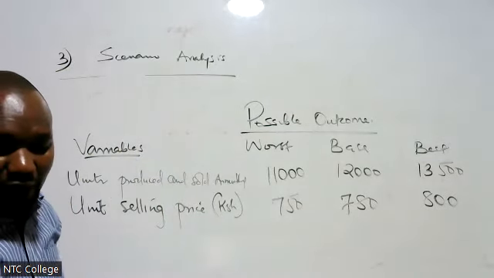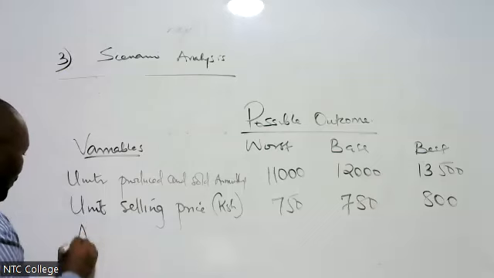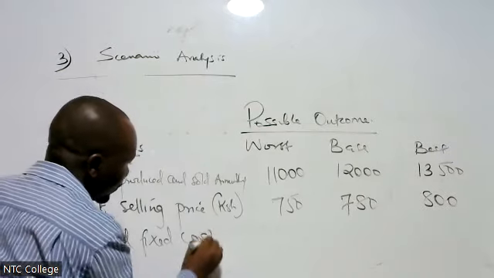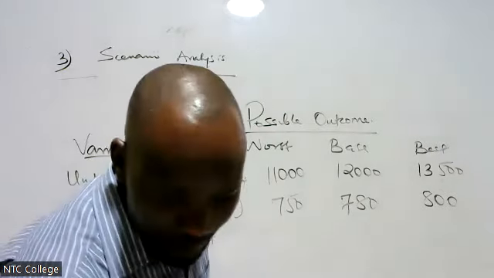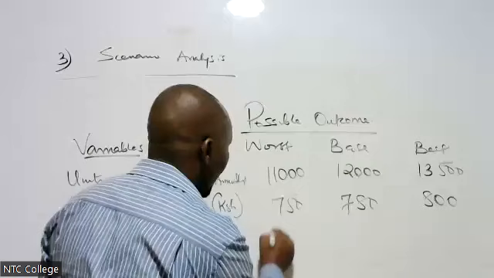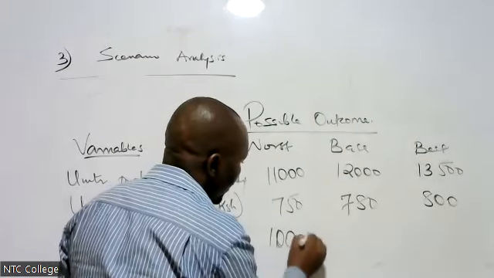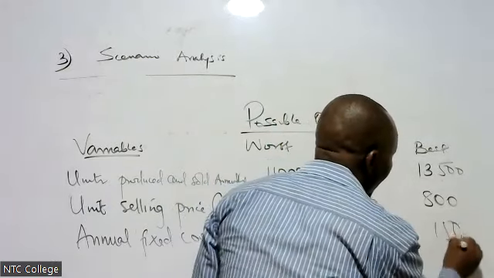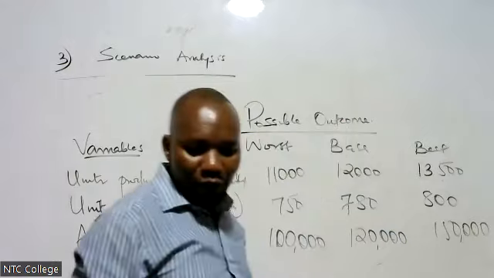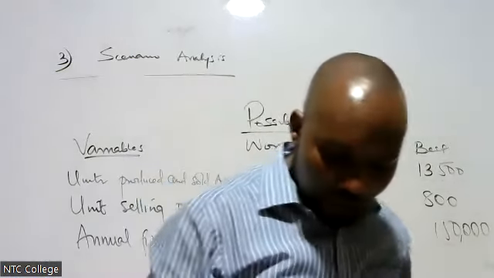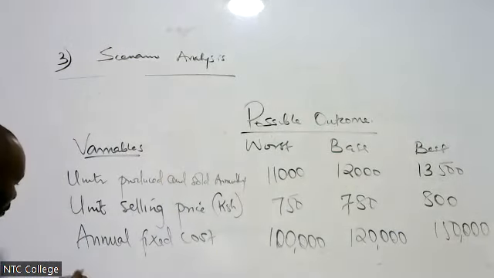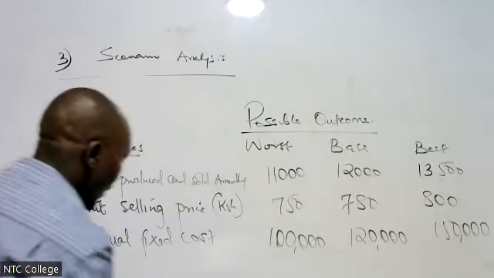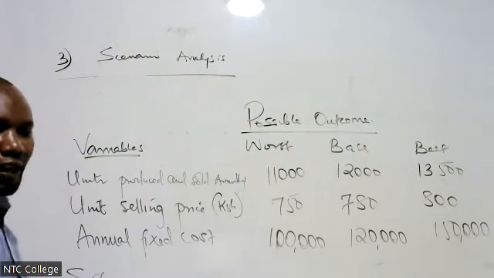Annual fixed cost is given. So we have annual fixed cost. So annual fixed cost is given as 100,000, 120, and 150. So can somebody calculate for me the sales? Sales for all the scenarios. Start for me solution here. Have the scenarios worst, base, and best. Then tell me the sales, total sales for each scenario.